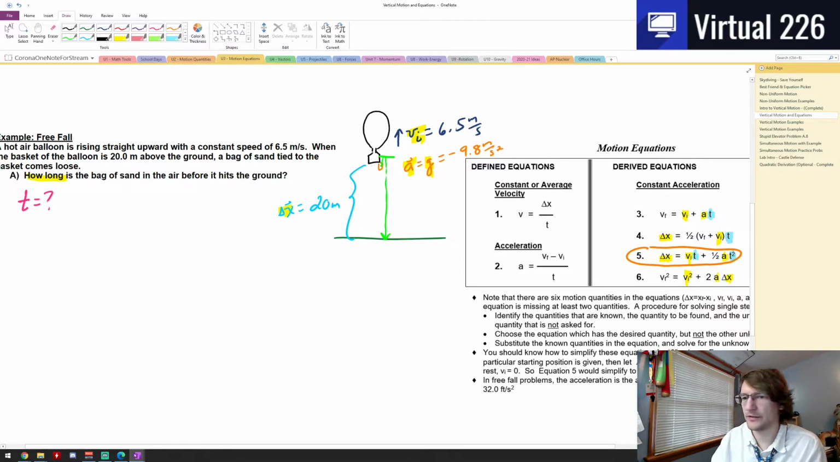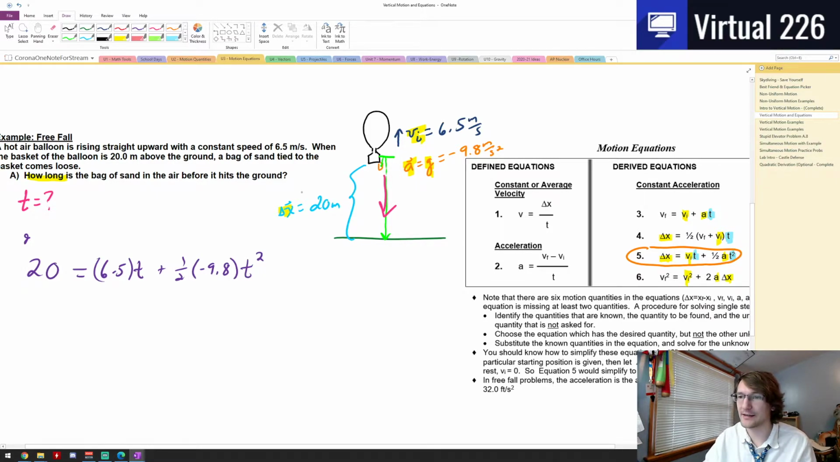So if I want to set this up, I'm going to have delta x, which is going to be 20, but we're going to come back to that in a second. And that's going to equal vi, which is 6.5, times t, plus 1/2 of the acceleration, which is negative 9.8 meters per second squared, times t squared. And something we need to be careful about here is our bag of sand is falling down. If it's falling down, it's moving in the negative direction. It's going to have a negative displacement. This 20 better be a negative. If you have that as a positive, you're going to get the wrong answer.